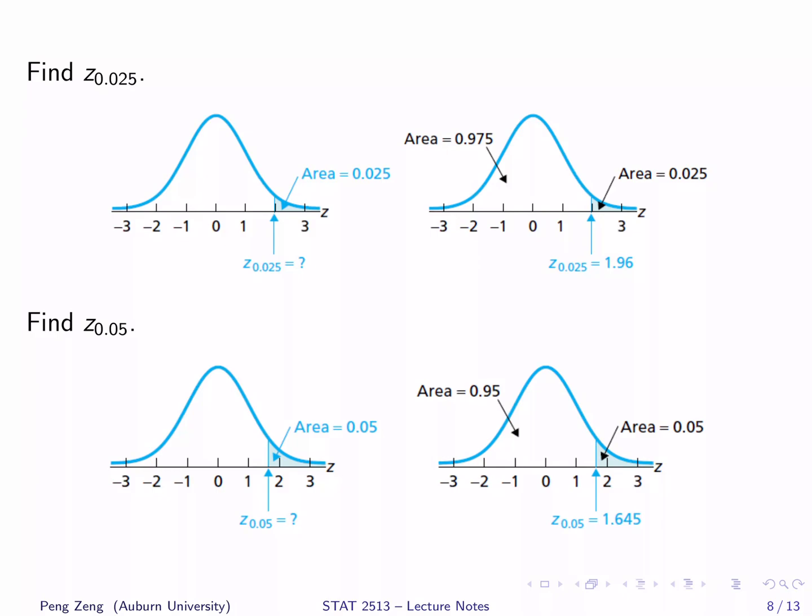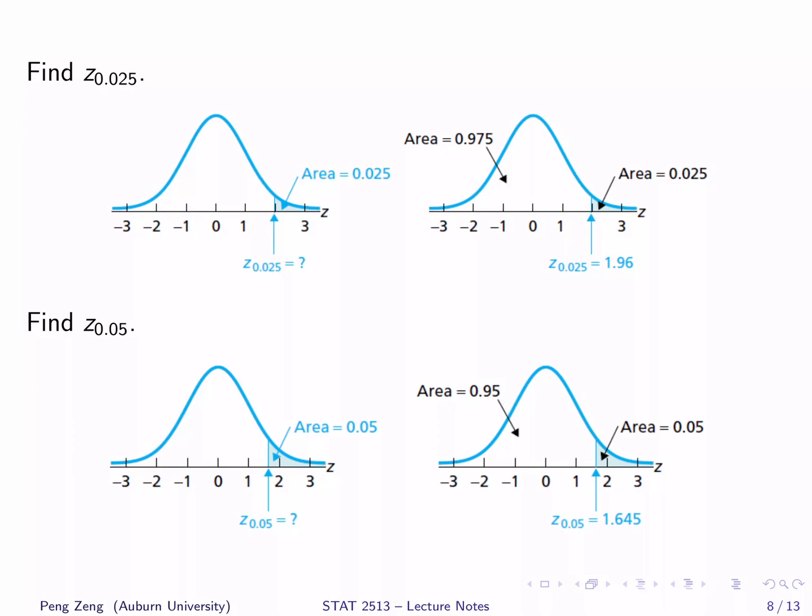Now, let's find the z-0.05. The probability to the left of this value is 1 minus 0.05 equals 0.95. Try to find the value 0.95 in the standard normal table. This time, we cannot find the exact value of 0.95. Of course, we can try to find the closest probability as demonstrated in the previous slide. However, we play a different trick.